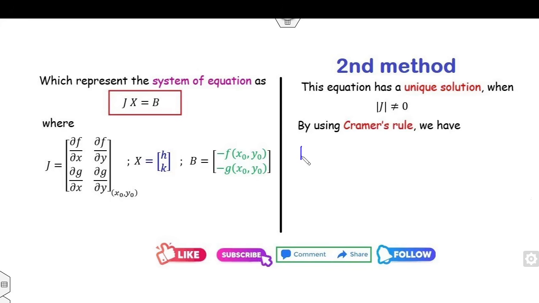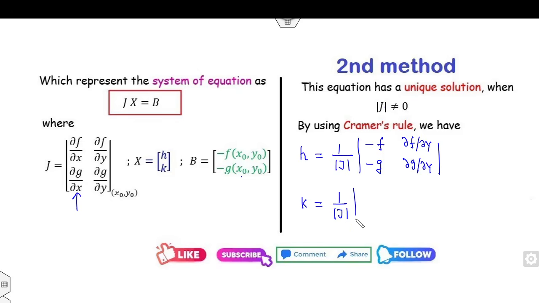What is Cramer's rule? How can you find the values of h and k? That is 1 over the determinant, into, I can replace the first column with the values of b, minus f and minus g, and the rest of the values are the same. And similarly for k, I can replace the second column with the values of b. The first column is the same.